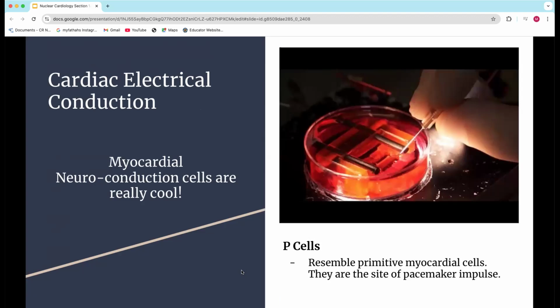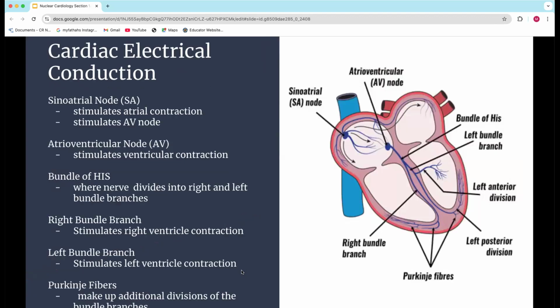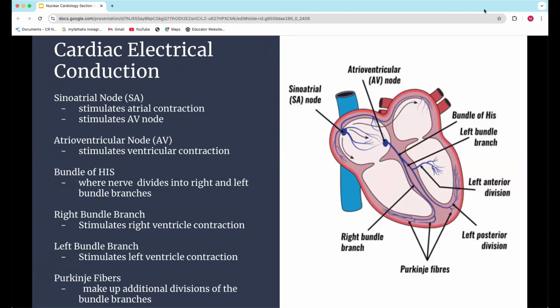So let's start talking about the conduction system of the heart. What I want you to look at here, we're going to start looking at the conduction system of the heart. The main site of pacemaker impulse in the heart is what they call the sinoatrial node, and it resides in the right atrium. Essentially, this node is just a gathering or a concentration of those P cells that the heart has said, okay, this is where our pacemaker impulse is going to be.